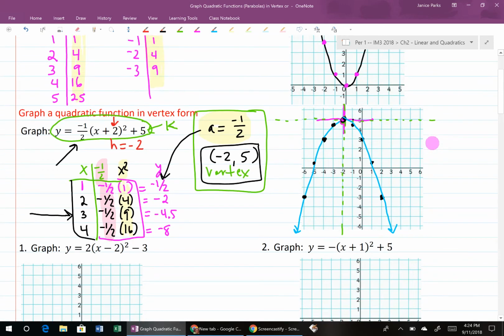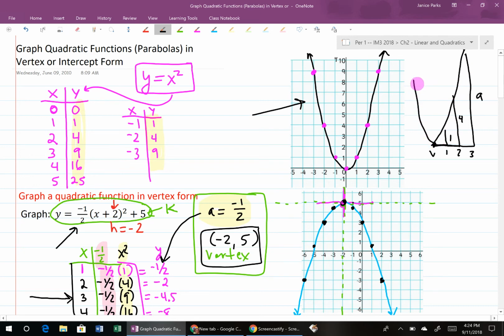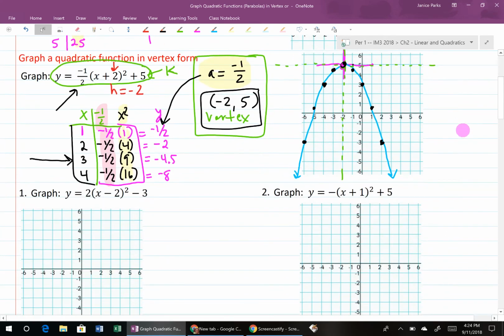Okay, again, the standard parabola is this one, the parent function. That parent function from the vertex, over 1, up 1. If I go from the vertex over 2, I would be going up 4. From the vertex, if I went over 3, I would be going up 9. So that's my normal parabola. The a value gets multiplied by those numbers, and that's why this one is upside down.